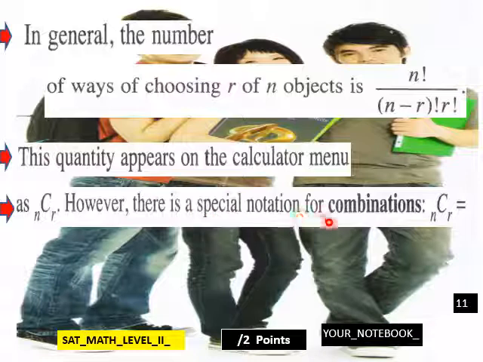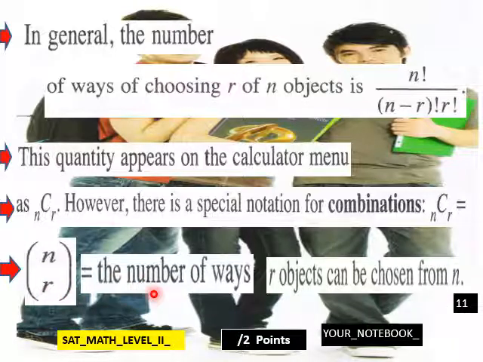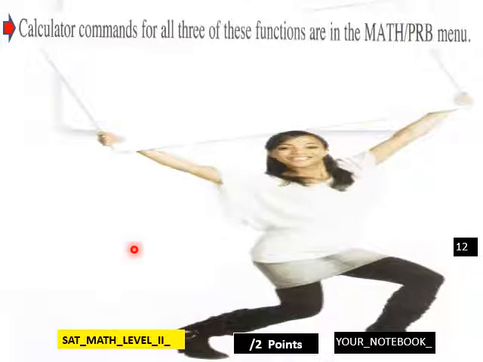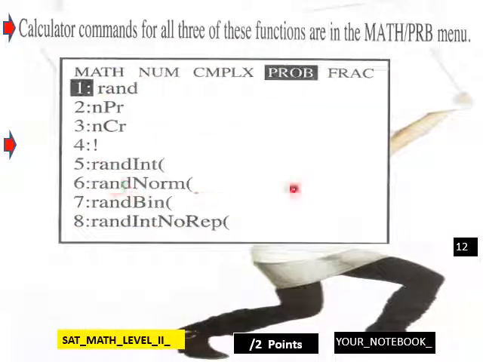However, there is a special notation for combinations: nCr, or n choose r, the number of ways r objects can be chosen from n. Calculator commands for all 3 of these functions are in the math probability menu. And then here is your math probability menu. This is what it looks like here. Here's nCr, here's nPr, factorial, and these others, which are more statistical. And then over here, it's in the probability drop-down menu.